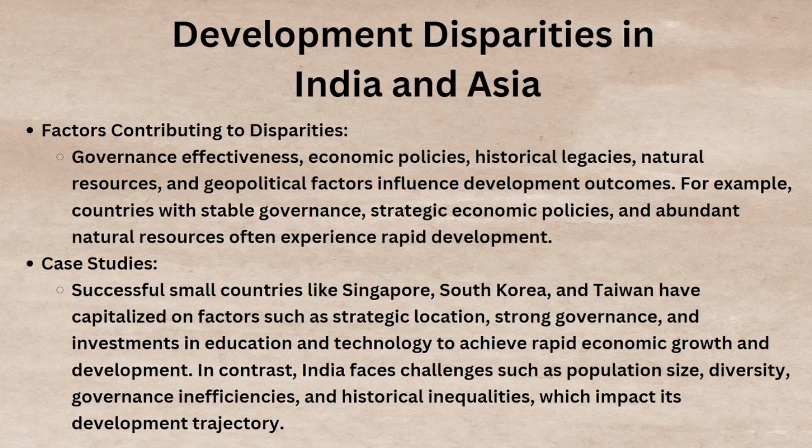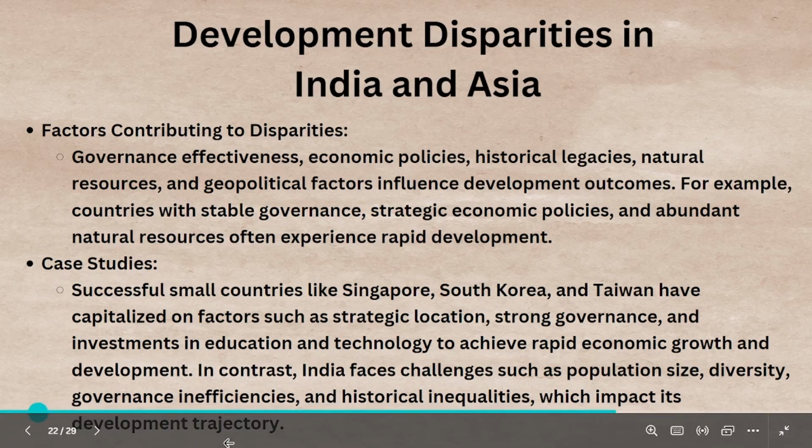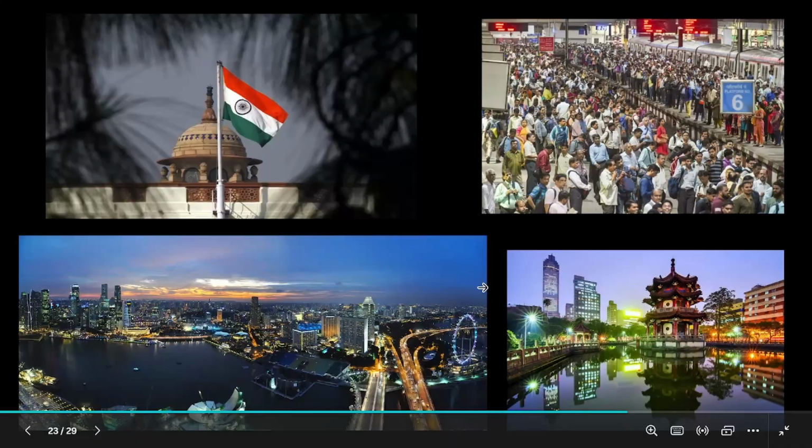We had a lot of caste system. Because of that, half of the population has not been developed. All these stories are there for India, which impact its development trajectory. Its trajectory means what happened to its development. All these factors are reasons.